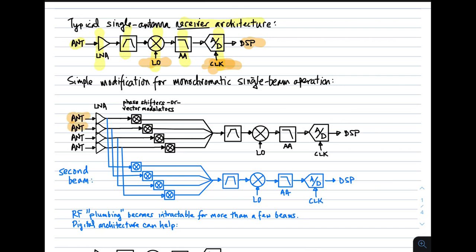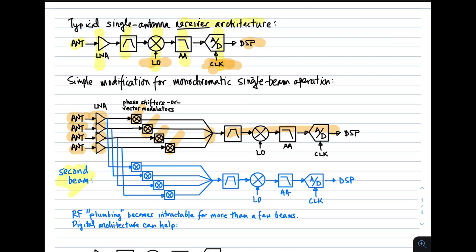We have an antenna, an antenna, antenna, antenna, four antennas, four LNAs, and we need the LNAs there because we really want the sensitivity of this whole system to be limited by the LNAs because they have the lowest noise figure of anything in the system. So typically we want to keep those close to the antenna, and so we put them to the left. Then we have the phase shifters or vector modulators, depending on what we're implementing here. Instead of a splitter, of course, we have a combiner, right? So at that point we formed our beam, and then on to the receive architecture that I showed above.